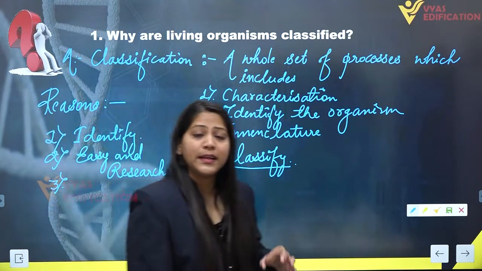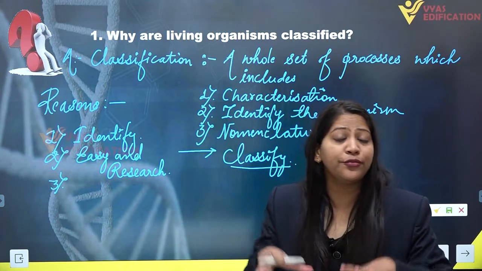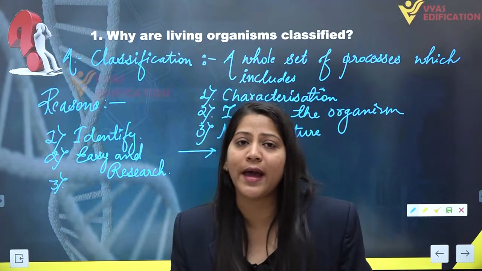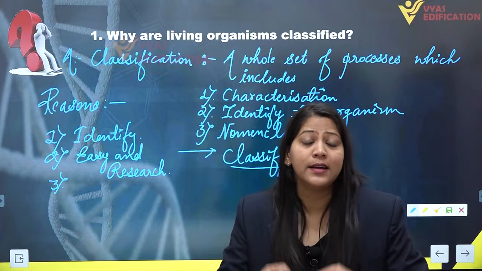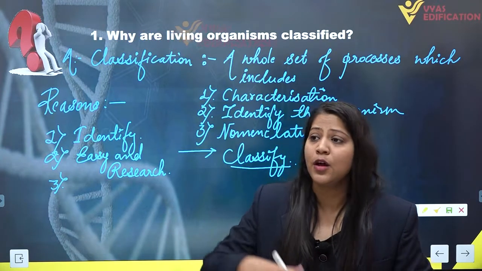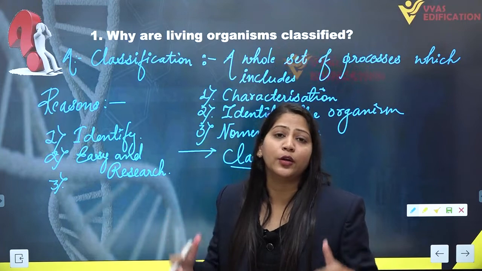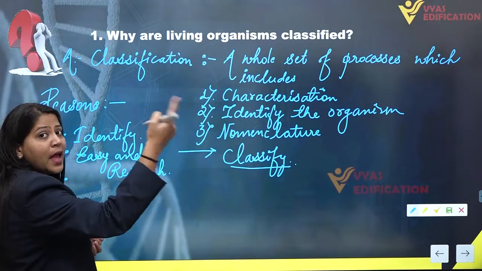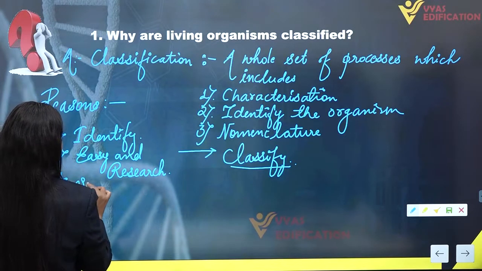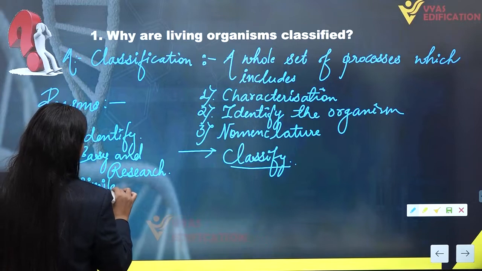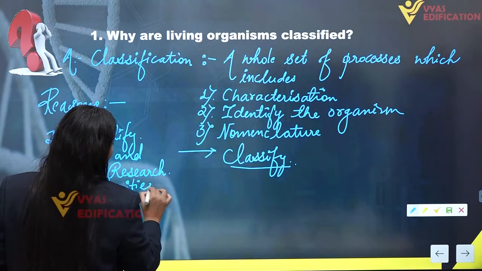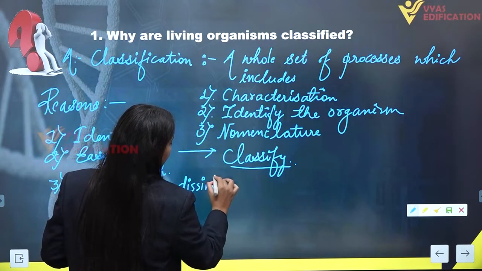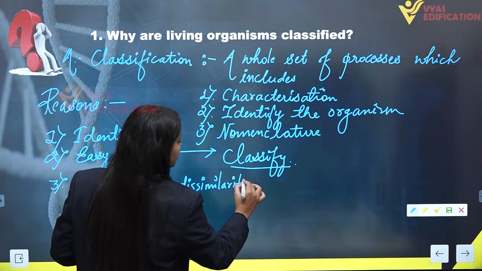Then the third one is, when we classify any organism into different categories, we find some similarities as well as dissimilarities among the organisms, as well as with other organisms in a particular group. So the third thing is, the classification system helps to identify the similarities and dissimilarities. This is the reason.